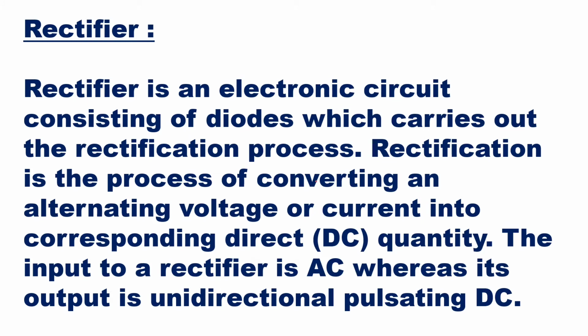Then we will go to see what is a rectifier. A rectifier is an electronic circuit consisting of diodes which carries out the rectification process. What is the rectification process? Rectification means converting alternating voltage or current into corresponding direct voltage or current. That means AC is converted into DC. The input to a rectifier is AC, whereas its output is a unidirectional pulsating DC. It is not pure DC, it is pulsating DC.